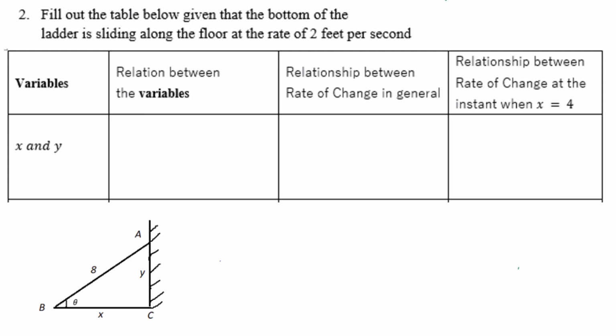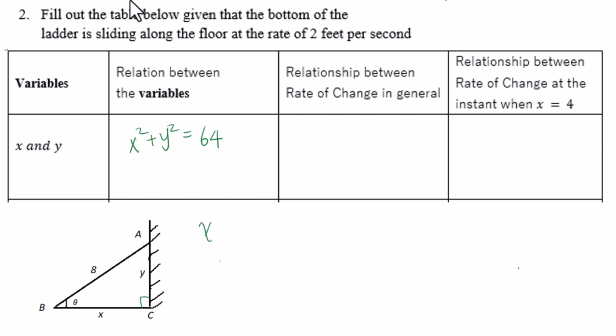Question 2. Fill out the table below. Given that the bottom of the ladder is sliding along the floor at the rate of 2 feet per second. Variables x and y. Relationship between the variables: according to this right triangle, we know x squared plus y squared equals 8 squared. That is 64.